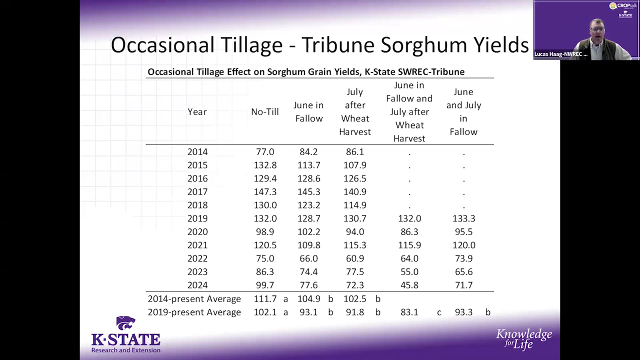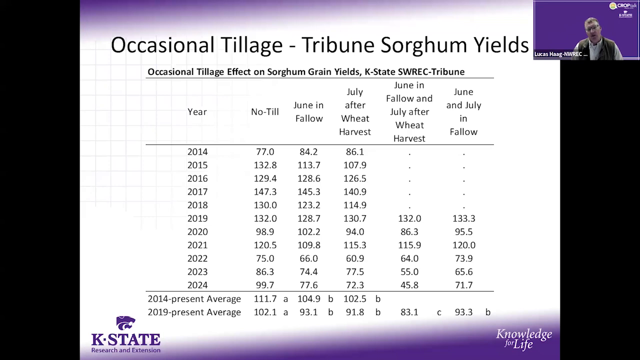If we look at these 3 treatments that we've got the longest set of data on, we're averaging basically 112 for the no-till sorghum, 105 if we till it once during the summer fallow period, and then 102, 103 if we till it once after wheat harvest, so disturbing that wheat stubble. To be honest, I'm surprised this tilling of the wheat stubble isn't affecting us more, because if you go back to thinking through that in-season effect, more residue, more infiltration.